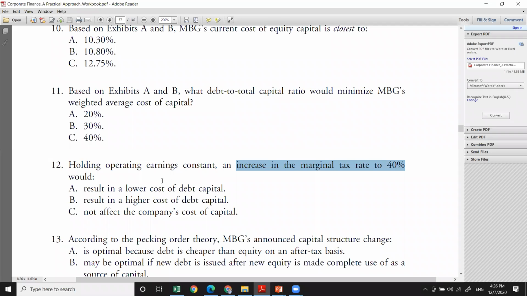If we have to pay more taxes, then by the formula, the tax rate reduces the cost of debt. Yes, very good. Directly using the formula. So the cost of debt after tax: increasing the tax, definitely your cost of debt will go down.